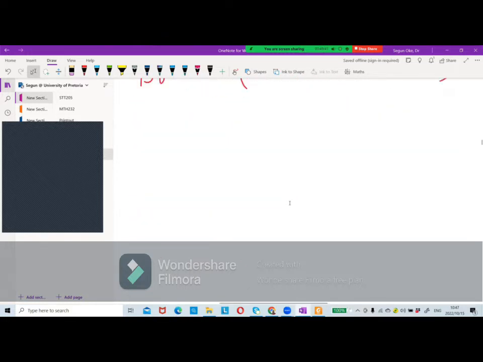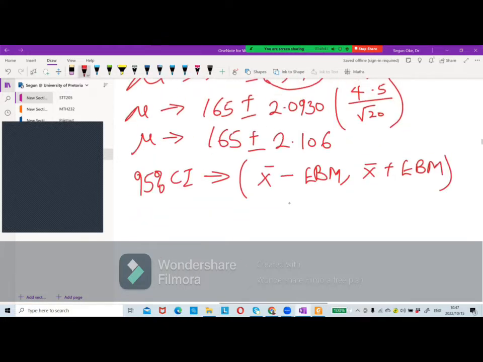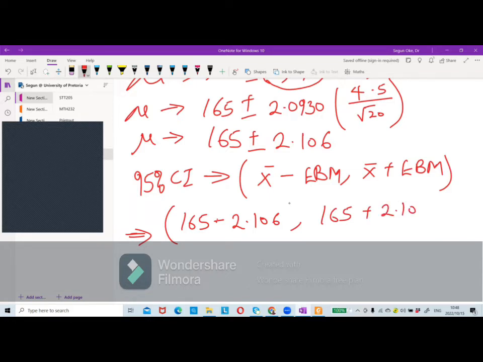So we are going to substitute it now. Use your calculator, please. 165 minus 2.106 or 165 plus 2.106. So what is the answer now?